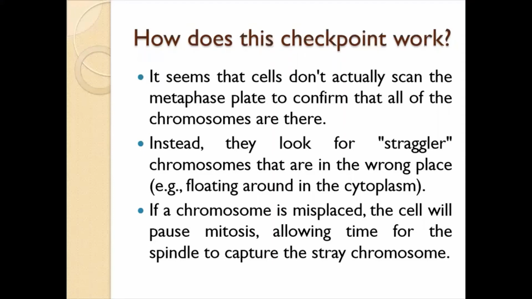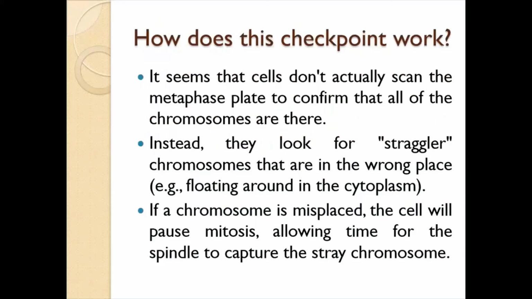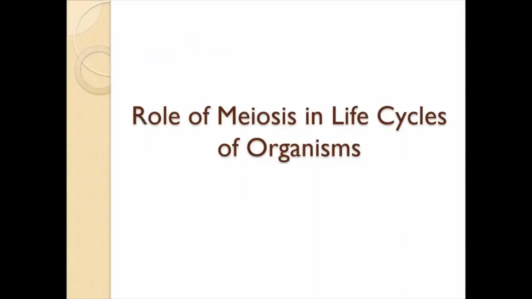If the chromosomes are misplaced, the cell will pause mitosis, allowing time for the spindle to capture the stray chromosome. When the spindle is able to capture the stray chromosome, mitosis can proceed. But if it is not able to capture the stray chromosome, again the cell undergoes apoptosis. So these are the three different checkpoints of cell division.